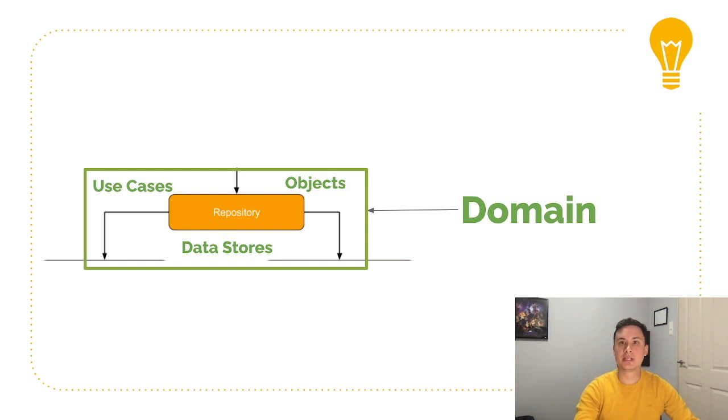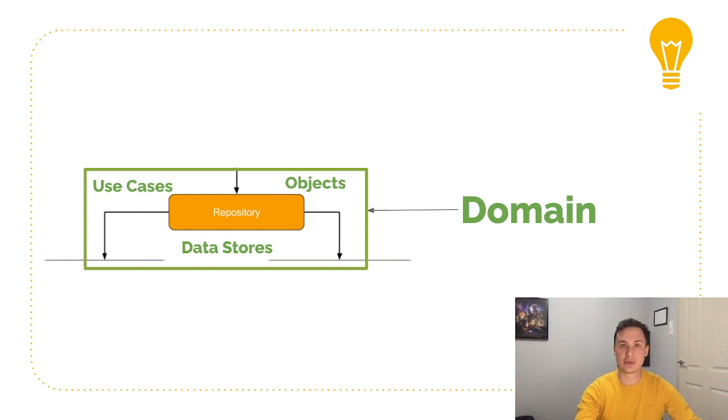So let's use an e-commerce application as an example for your domain. One example of an object in your domain layer would be a wish list for an e-commerce. And a use case would be adding a product to this wish list and removing a product from this wish list. You can see that there are some logics and some rules that you have to follow for those operations. And those logics should be in your domain.